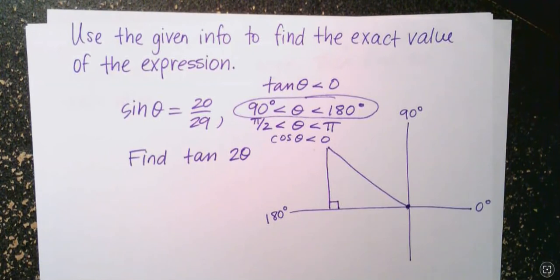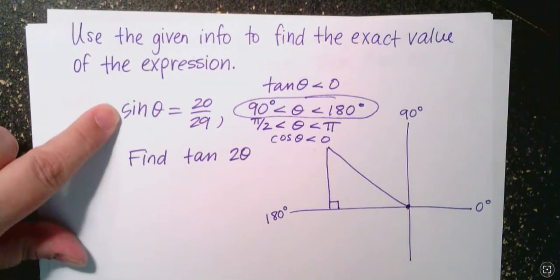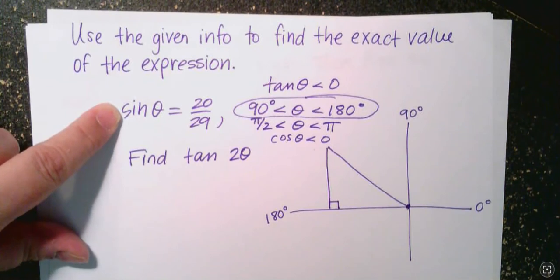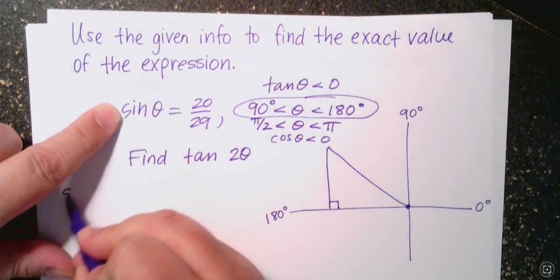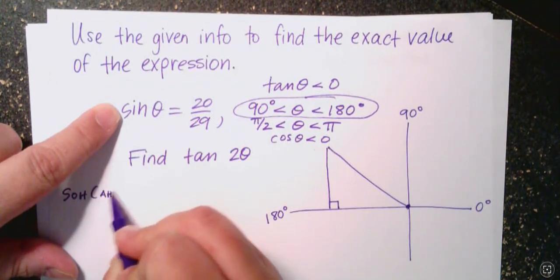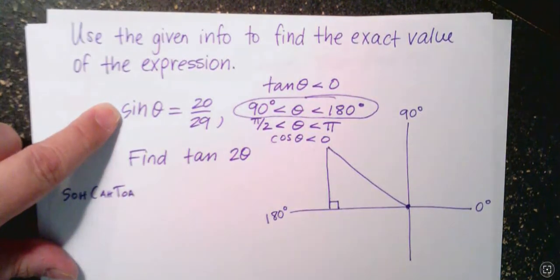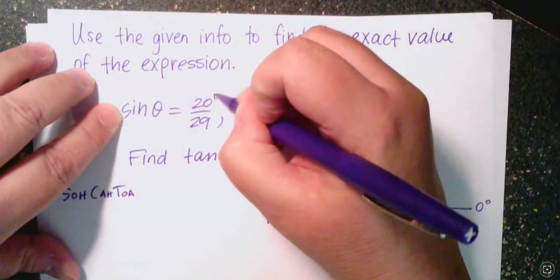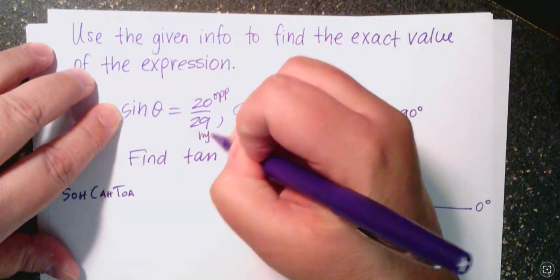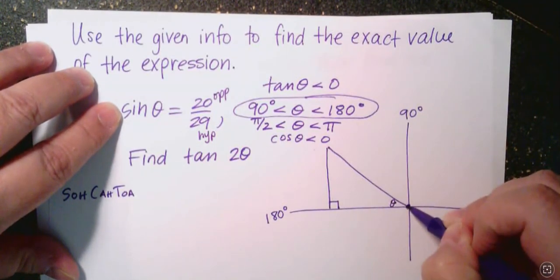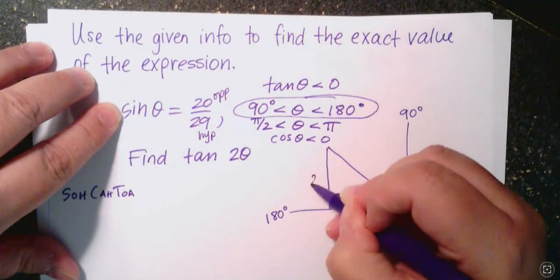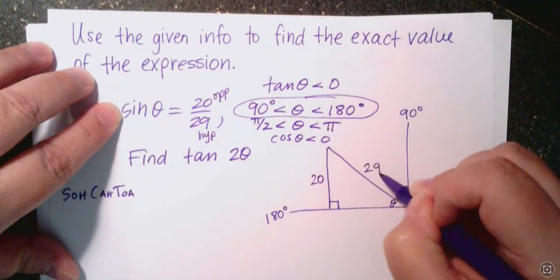Now, we are being told the sine is 20 over 29, going back to SOHCAHTOA, the good old right triangle trig. Sine is opposite over hypotenuse. So that's the SO of SOHCAHTOA. So this must be the opposite, and this must be the hypotenuse. And we always put the theta closest to 0, 0. So opposite is here, hypotenuse is here.